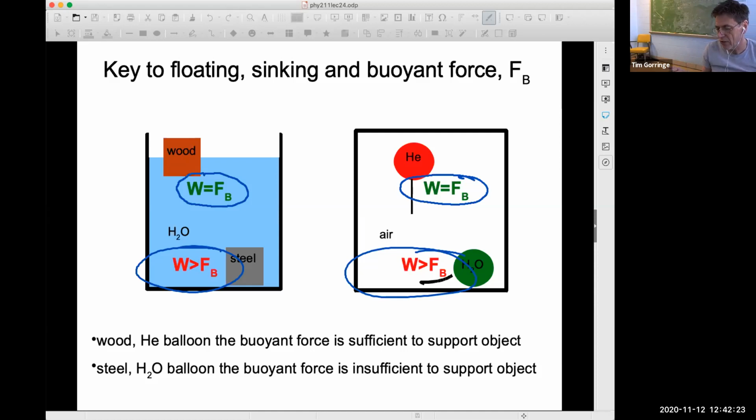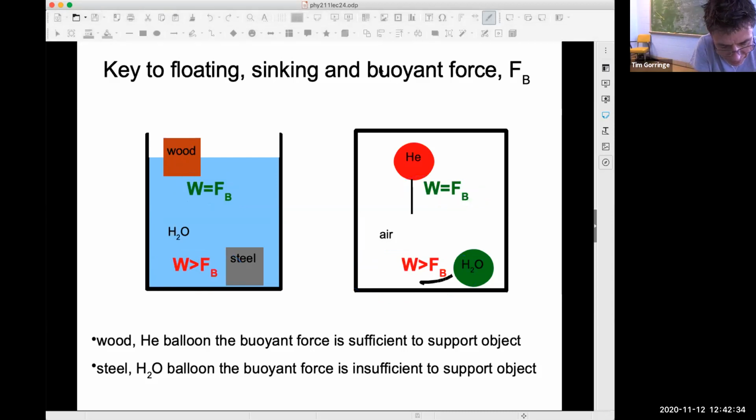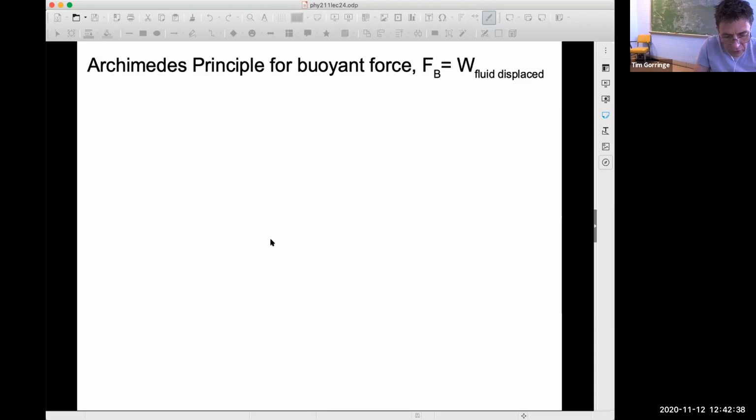But the next question is obviously, how do we know how big or small the buoyant force is on the wood, the steel, the helium balloon, the water balloon? So let's go on and answer that. And that's actually Archimedes' principle. Archimedes' principle is a really nice and simple and straightforward statement. It says that the size of the buoyant force is equal to the weight of the fluid, it might be the water, it might be the air, that got displaced when you place the object in the fluid. So when we place the wooden block or the steel block in the water, we're having to push some water out of the way, and the weight of water that was displaced is equal to the size of the buoyant force.